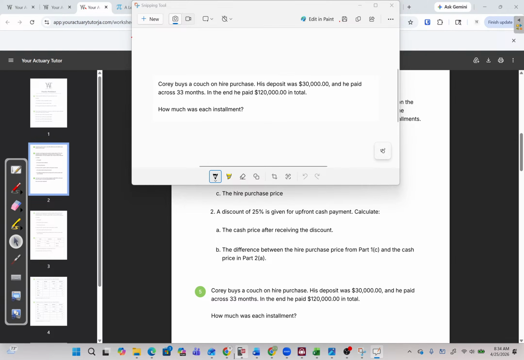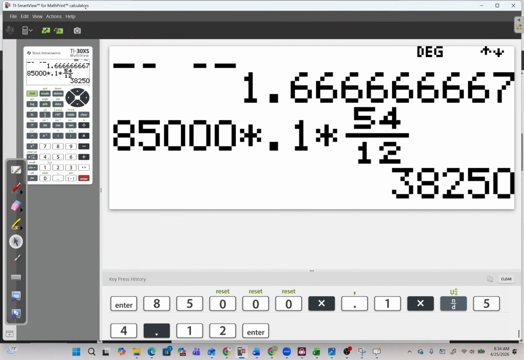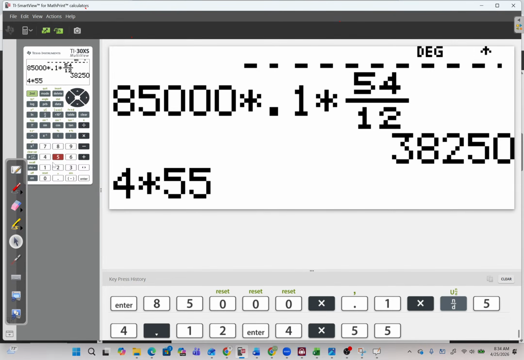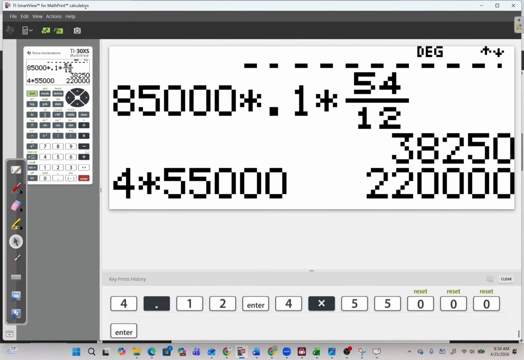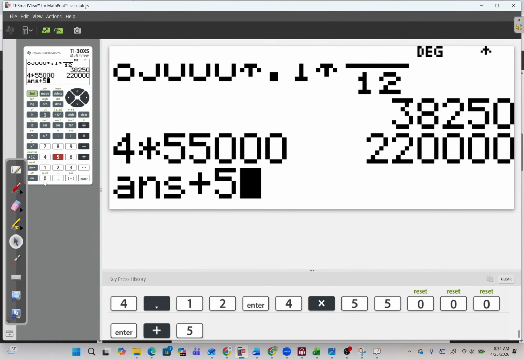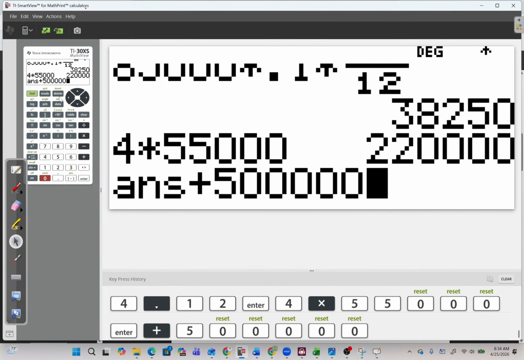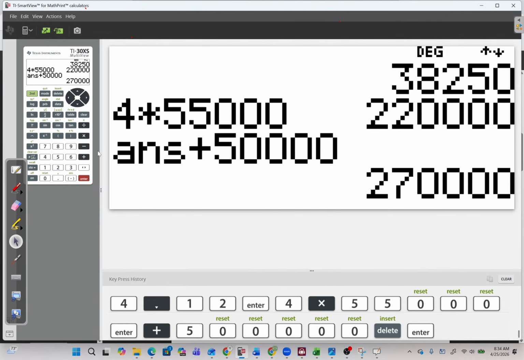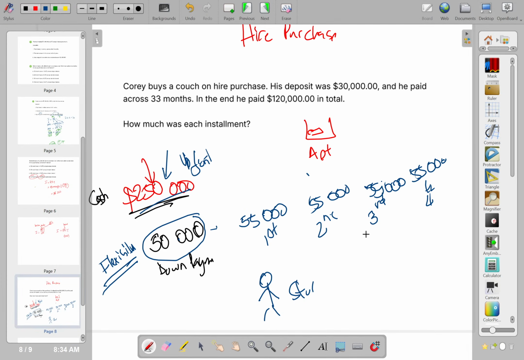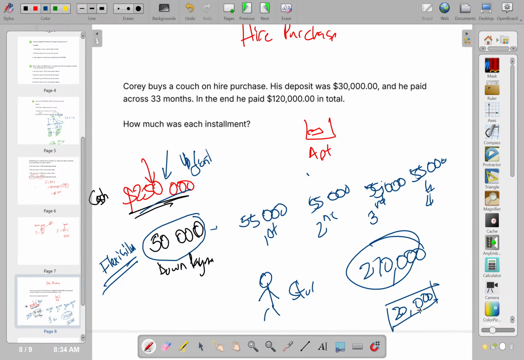Let's calculate that. So we have 220,000 plus the initial down payment of 50,000. There we go. So we have 270,000 is what you would be paying the store owner. Yeah, 270,000. So he's adding on 20,000 extra just on interest because you're taking the flexible option.